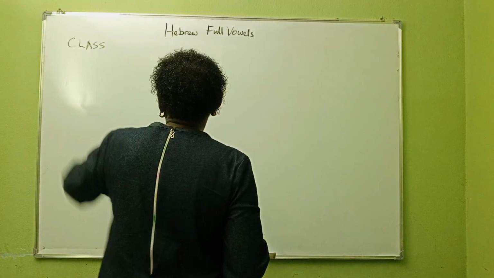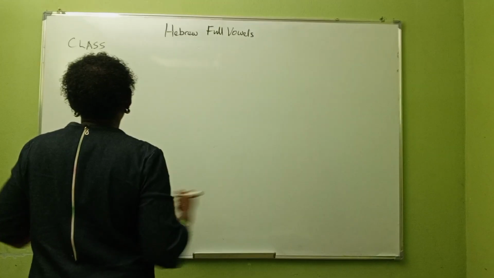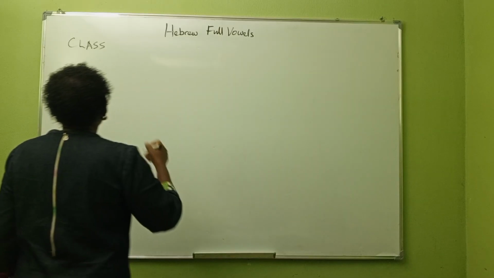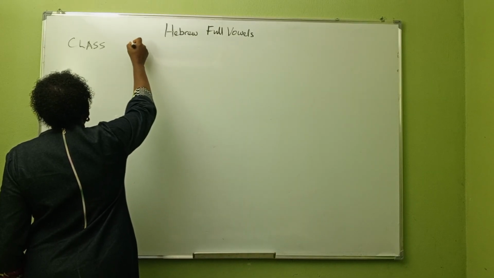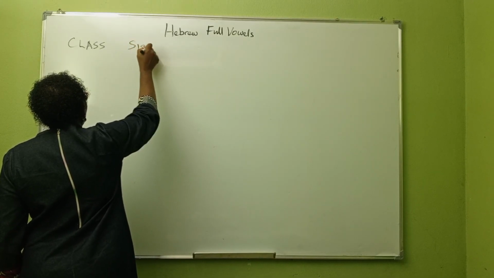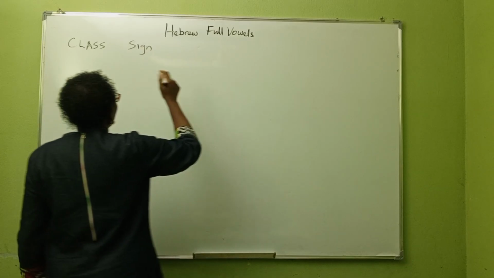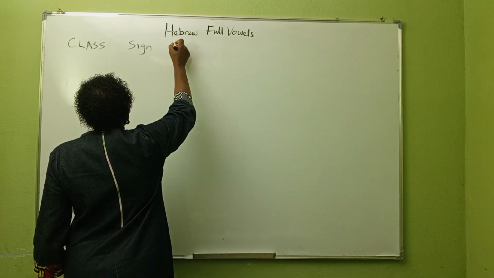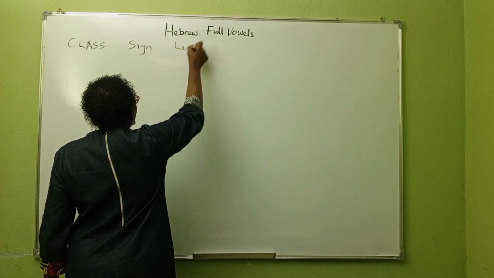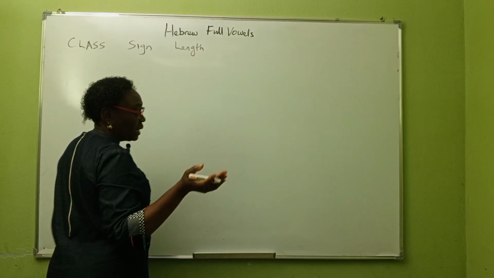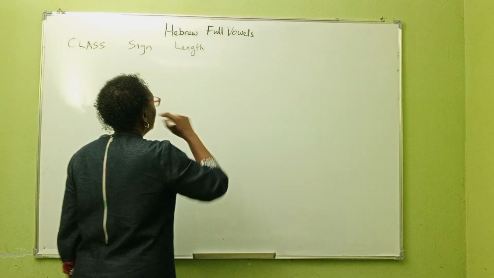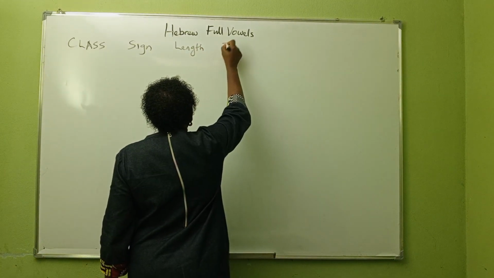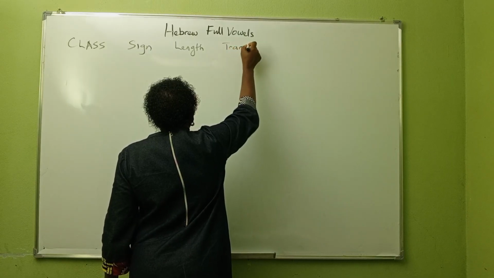So we talk of the class of the vowel. We talk of the sign we are dealing with. What is the length of that vowel, which I told you is a grammatical category? What is the transliteration?